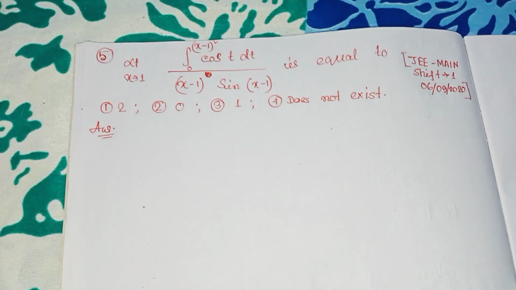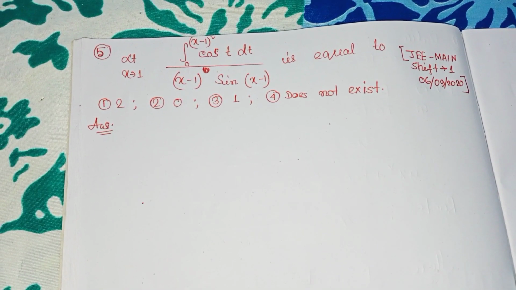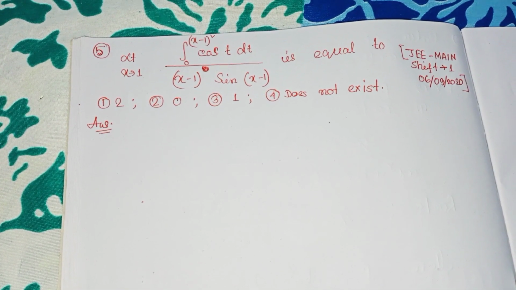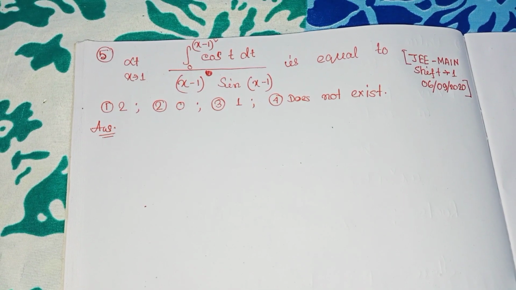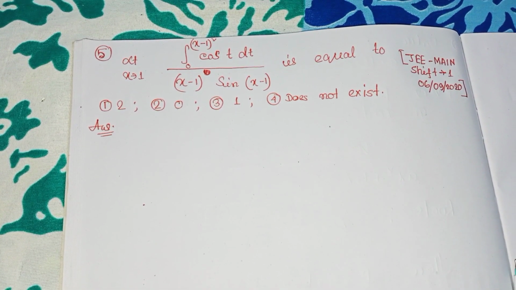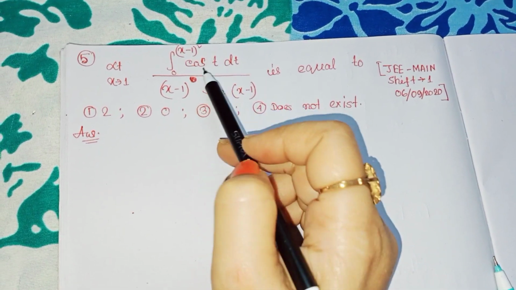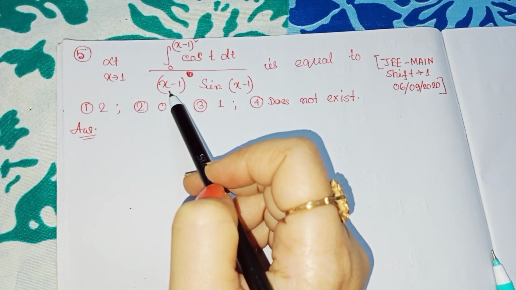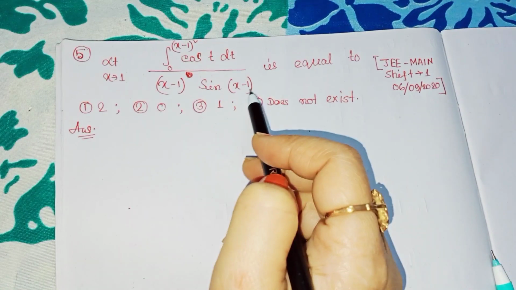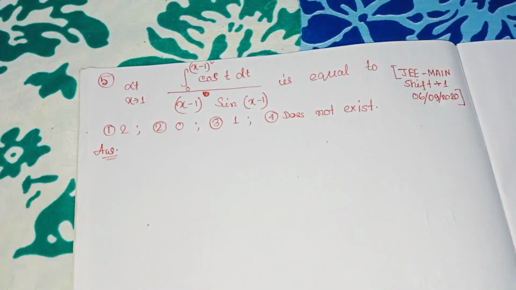Today we solve the JEE-MAIN Shift-1, 6th of September 2020 question. Question number 5: limit x tends to 1, the numerator is the integral from 0 to x minus 1 of (x minus 1) square cos of t dt, and the denominator is (x minus 1) sine of (x minus 1), is equal to; 4 options are given.